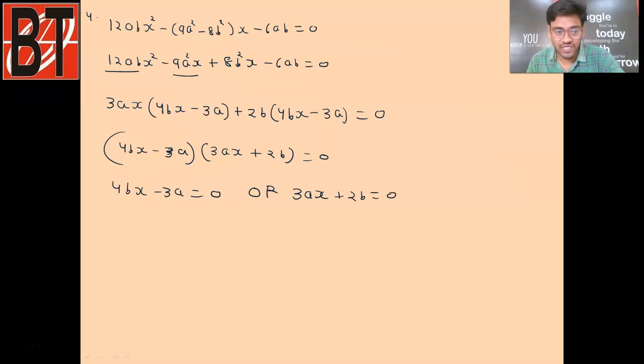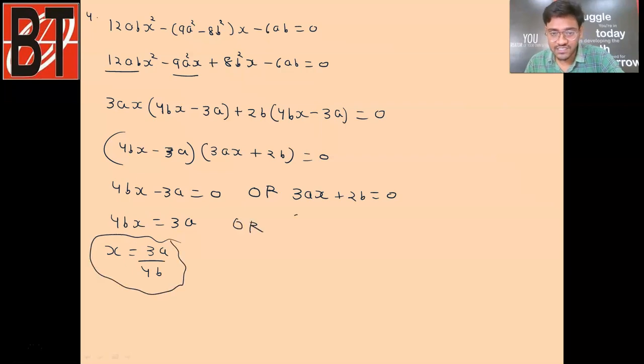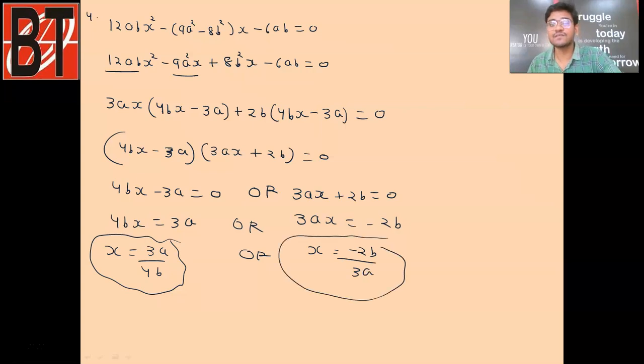So if I simplify this first, I'll be getting x as 3a by 4b. So one answer is 3a by 4b, or the next answer is 3ax, if I transpose plus 2b in the right hand side, I will have minus 2b. So the answer is going to be minus 2b upon 3a. So the two answers are 3a upon 4b and minus 2b by 3a.